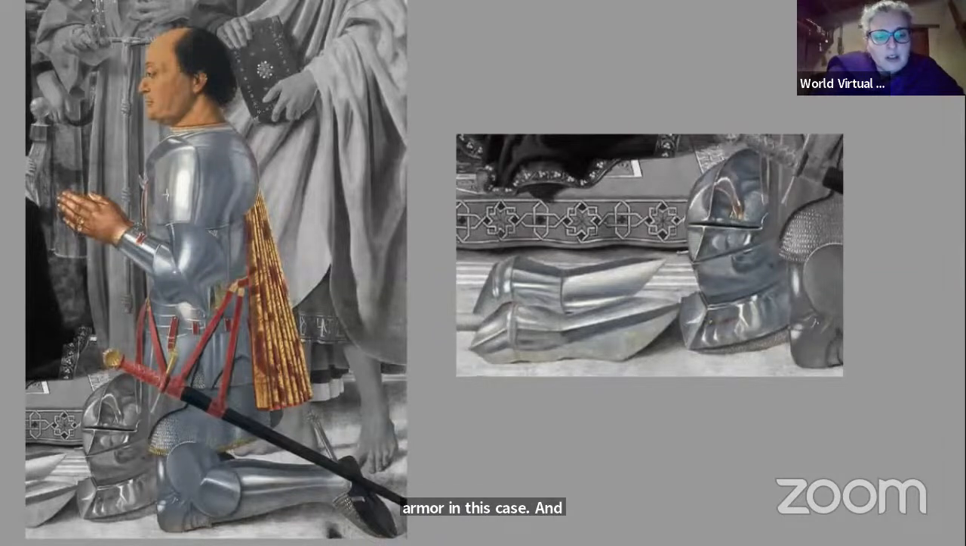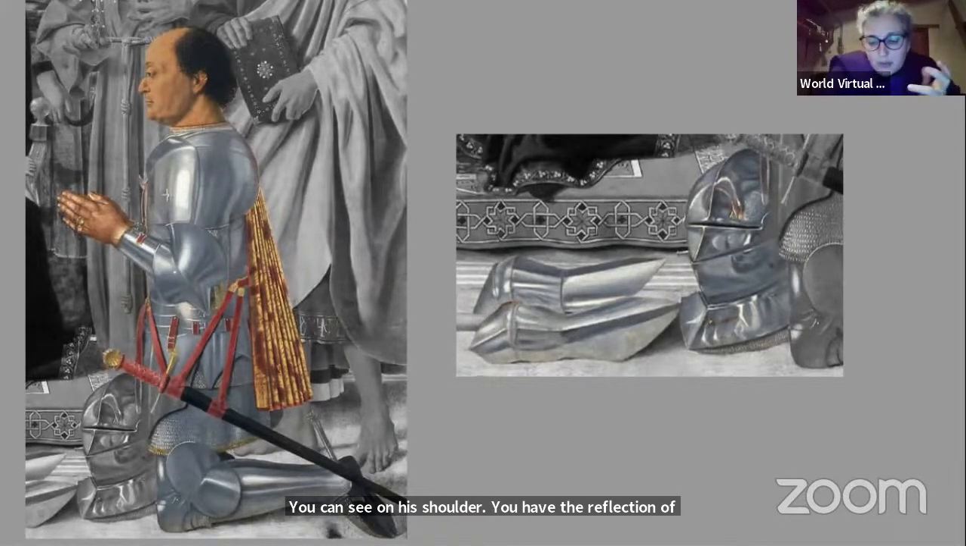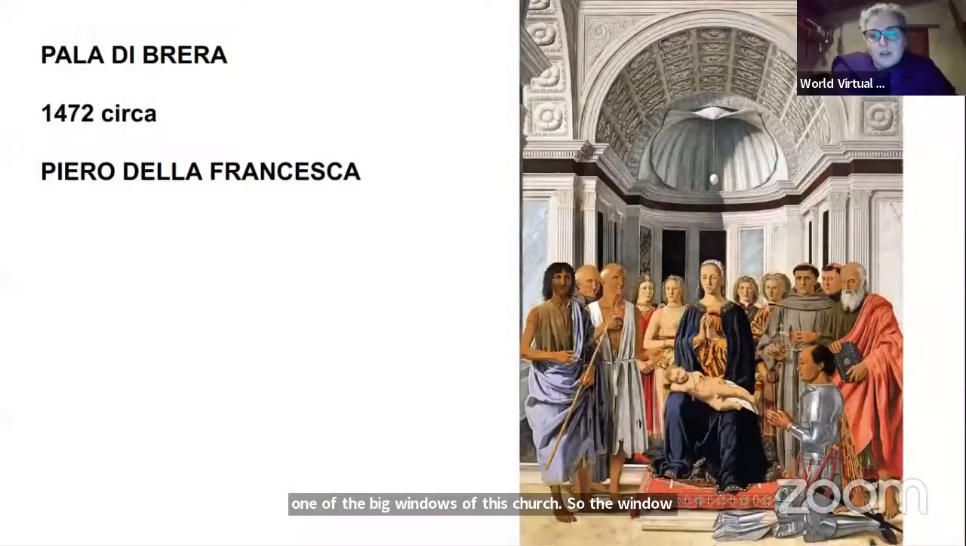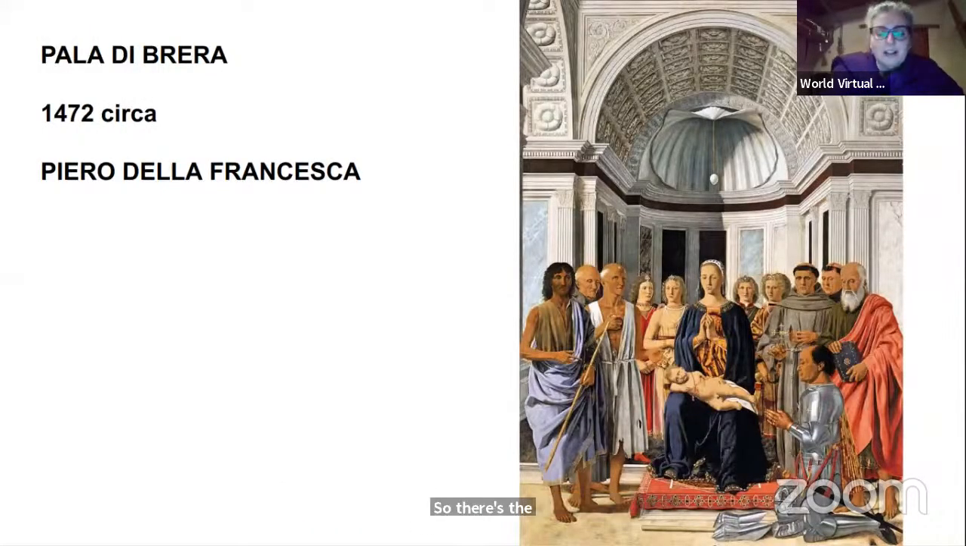You see how Piero della Francesca played with the reflection of the light on this shining armor. You can see on his shoulder the reflection of one of the big windows of this church. So the window itself is not represented, but it's reflected on the shoulder.